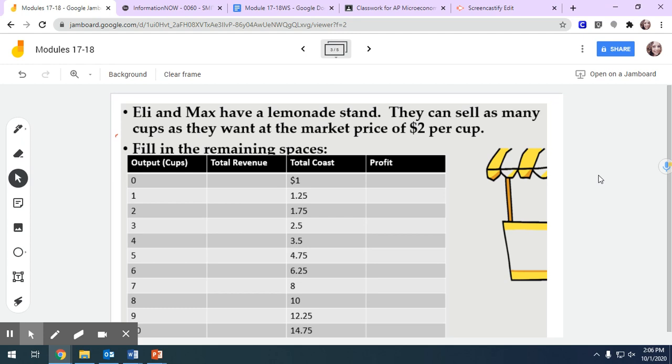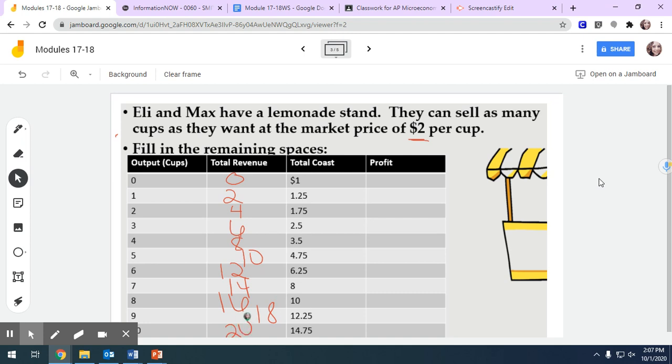So what we're doing here, we're just laying some groundwork to do the MR equals MC thing. But we're going to do this first, so we can check ourselves when we get to that. Okay, so this part's pretty simple. I know that my price is $2 per cup. So if I'm not selling any, then my total revenue is going to be nothing, 0. At 1 cup, what's my total revenue? 2, and then 2 cups times $2 is 4, then 6, then 8, and then 10, and then 12, 14, 16, 18, and 20.